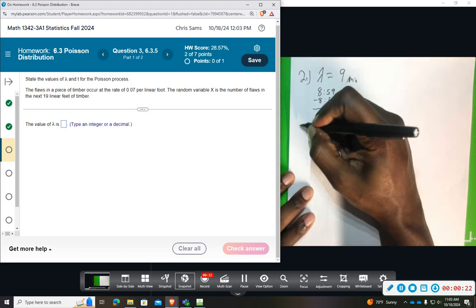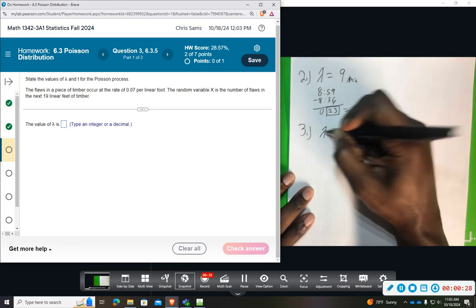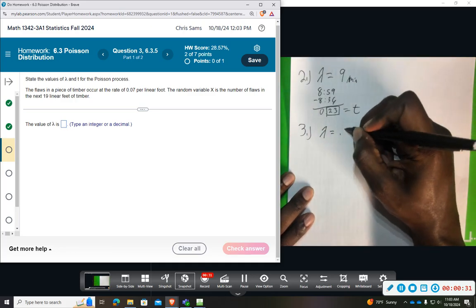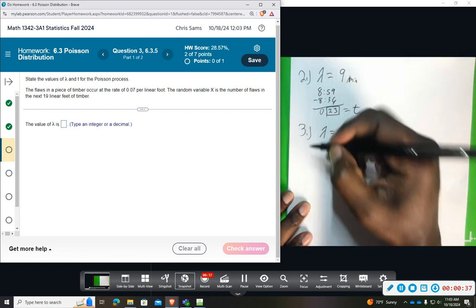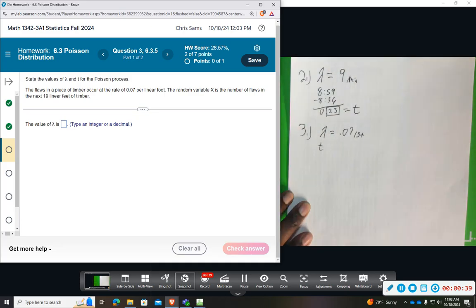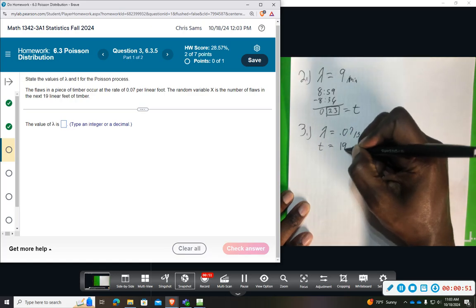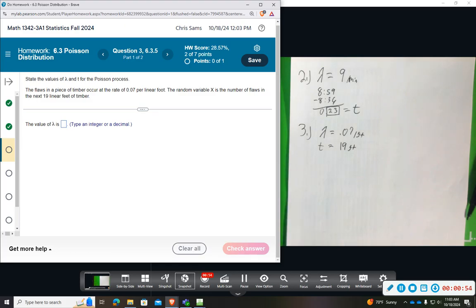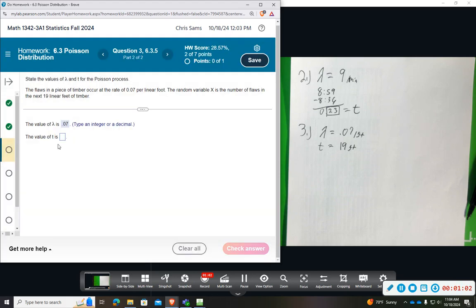Okay, so similar to problem number 2, they give us lambda, the average number of flaws, 0.07 per foot, and then they tell us which is going to be our interval. This time it's a length and not a time interval. We want to find the number of flaws in the next 19 feet. So our t in this case would be 19 feet. It's important to make sure those match up. So we have 0.07 and then 19.